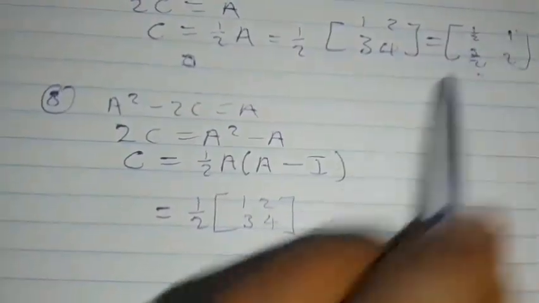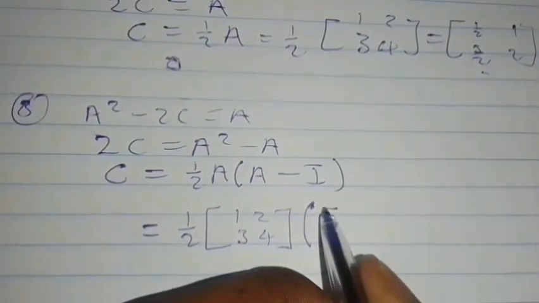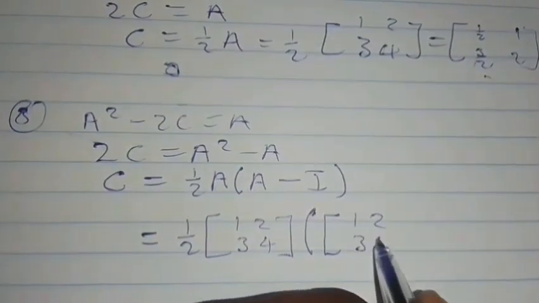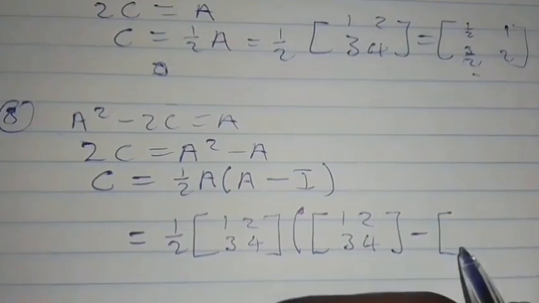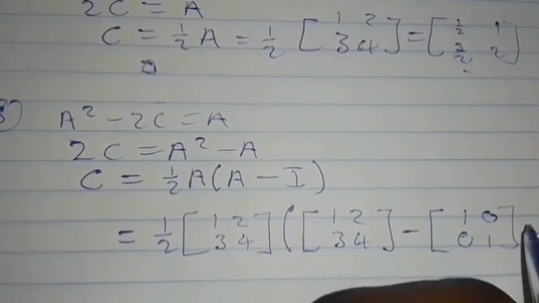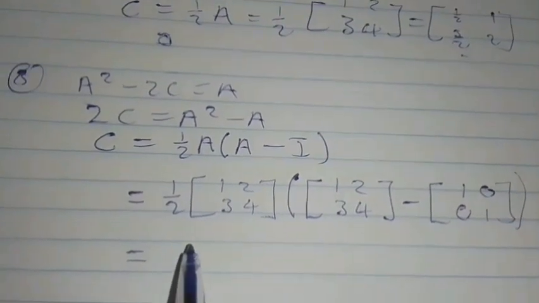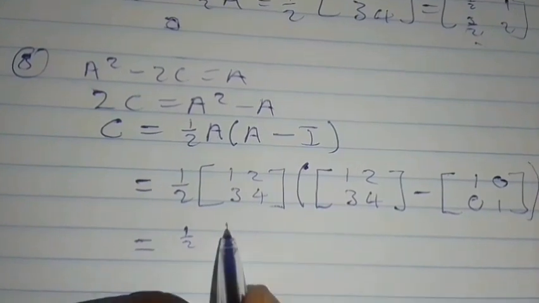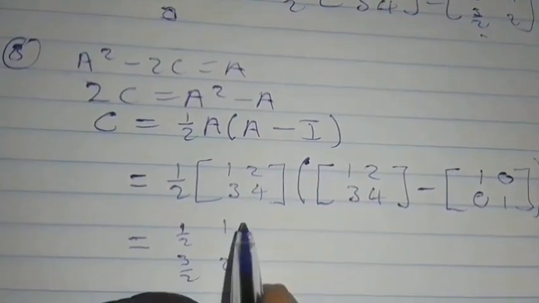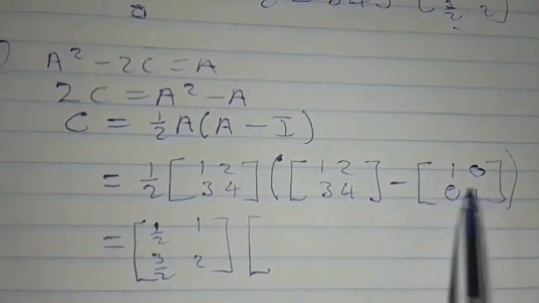Or you can just take this one since you already have half A. And then we have this multiplied by A, 1, 2, 3, 4, minus the identity, which is just 1, 0, 0, 1, the identity of a 2 by 2 matrix. So we'll have something like that. And then half A is the same as 1 over 2, 1, 3 over 2, and 2. That's half A. And then here we're just going to subtract the corresponding entries.